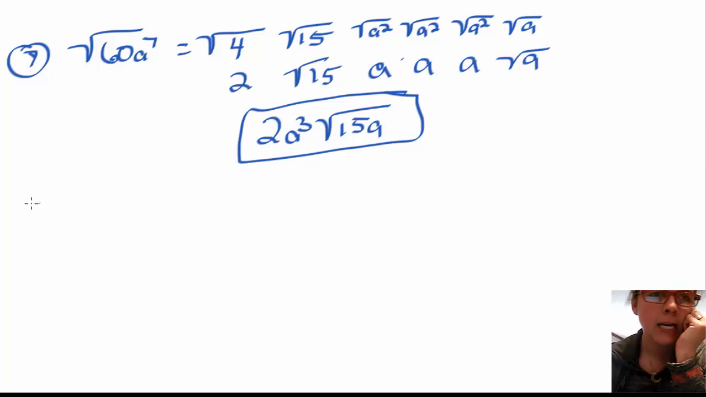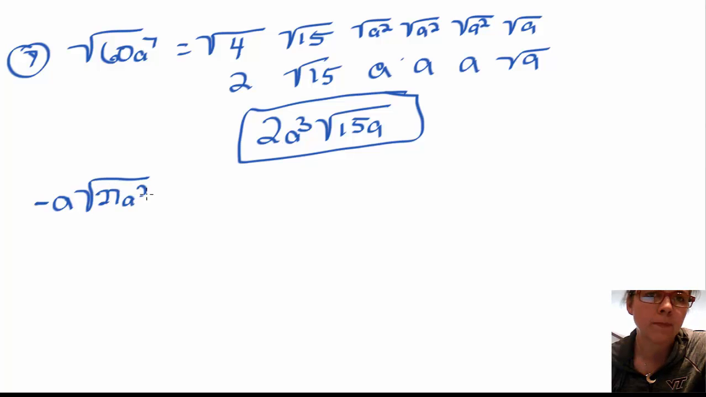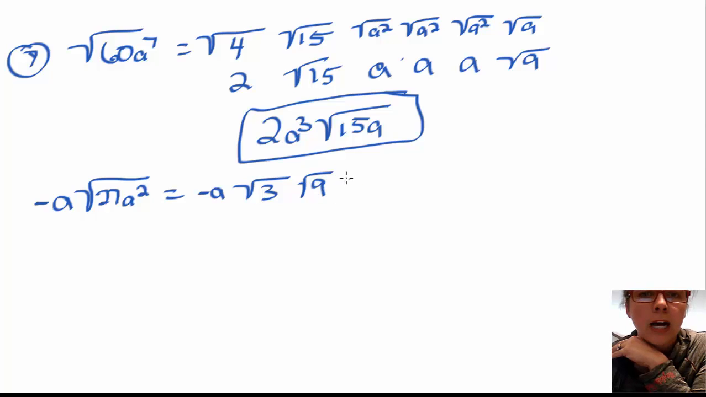Now, the second part of this one, oh, I think I skipped one in there. That's okay. I think I skipped number 6. So if we had, let's say, negative a on the outside, and then we had the square root of, I'll just say, 27a squared. Then you keep that negative a, and the square root of 27 is the square root of 3 times the square root of 9 times the square root of a squared.